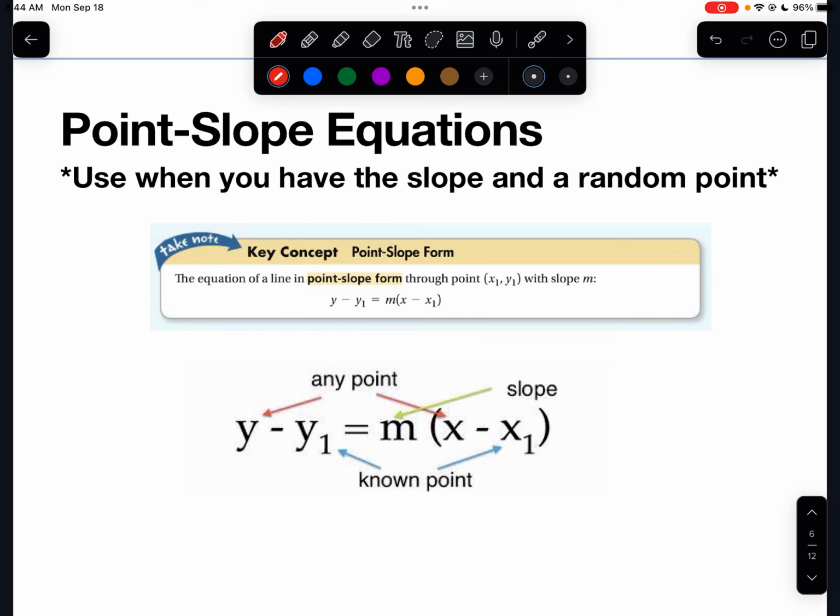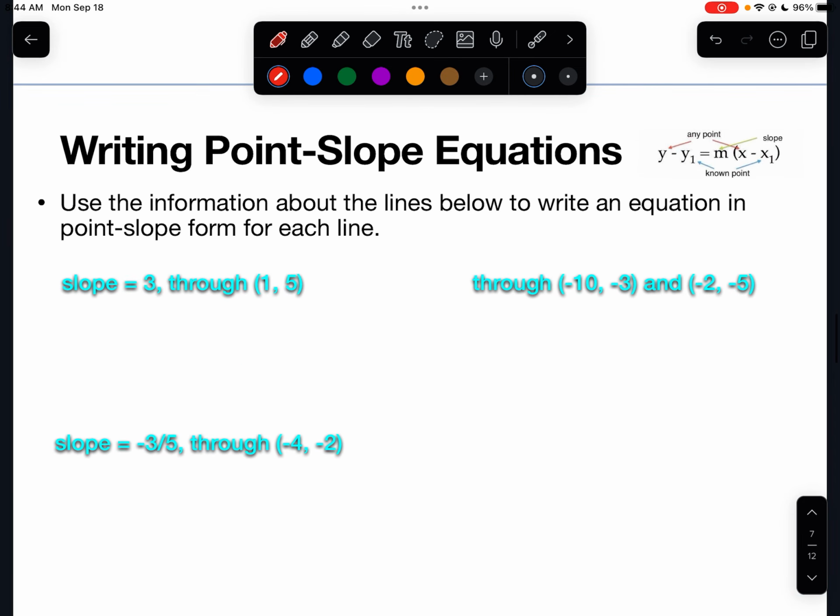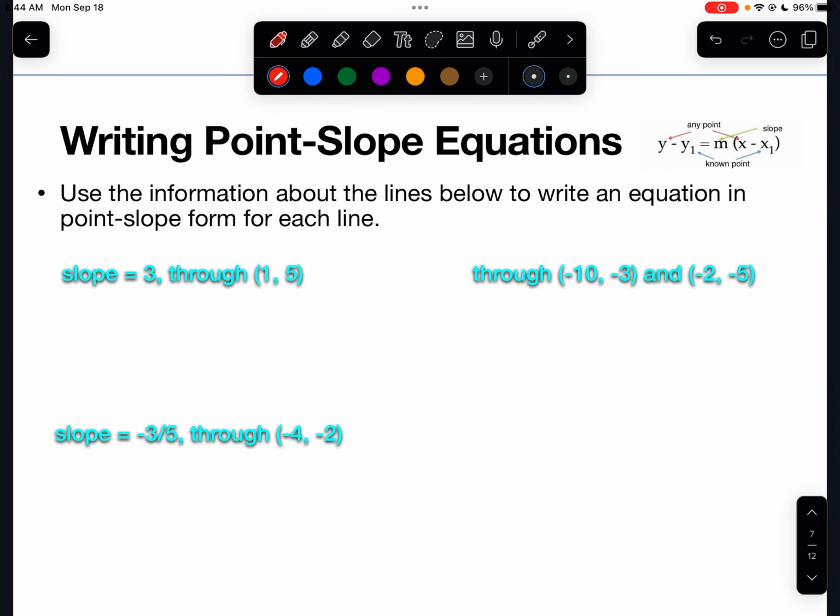Please note that this equation has those minuses built in, so we've got to be extra careful when we're plugging in negative coordinates. Please also note that this form really comes from that slope formula. It's a version of that, and so you can make that connection to the earlier part of this lesson. So let's practice writing point-slope equations.